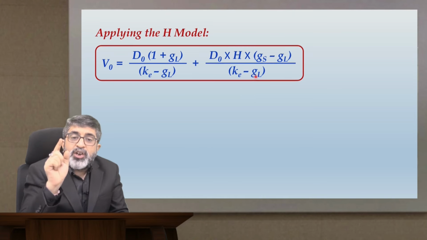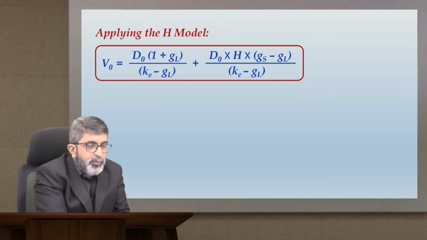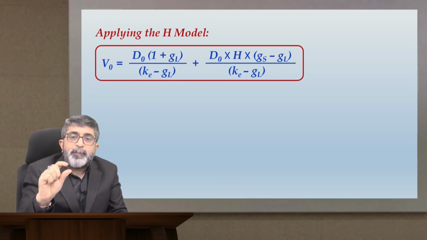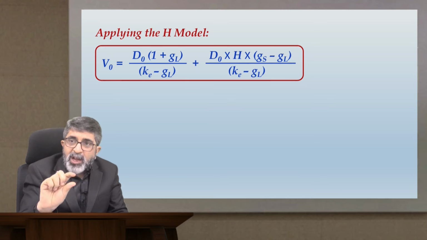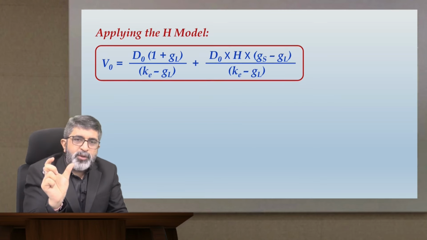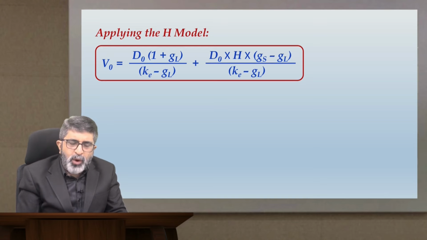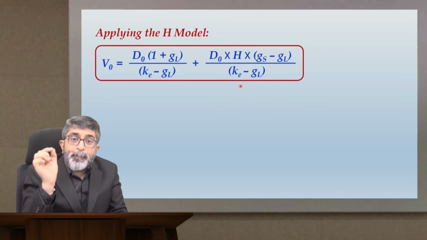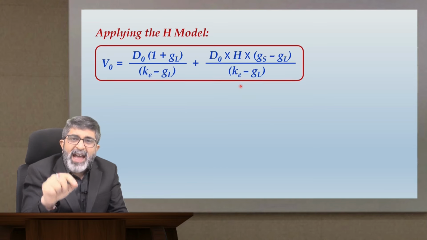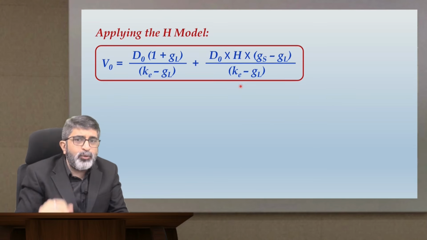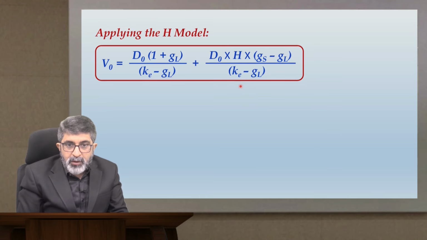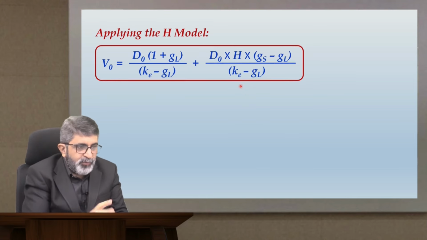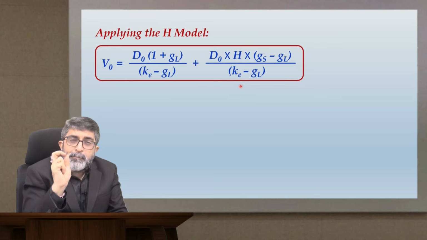Means your denominator for this term and this term both are same. The difference between your expected return and the long-term growth rate is going to be your denominator. Do you know what will happen? This calculation will lead to an approximate value which will match approximately with the calculation that you have done. Okay, I'll show the calculations in a while, but important thing, I want you to understand the implication of H model very clearly.